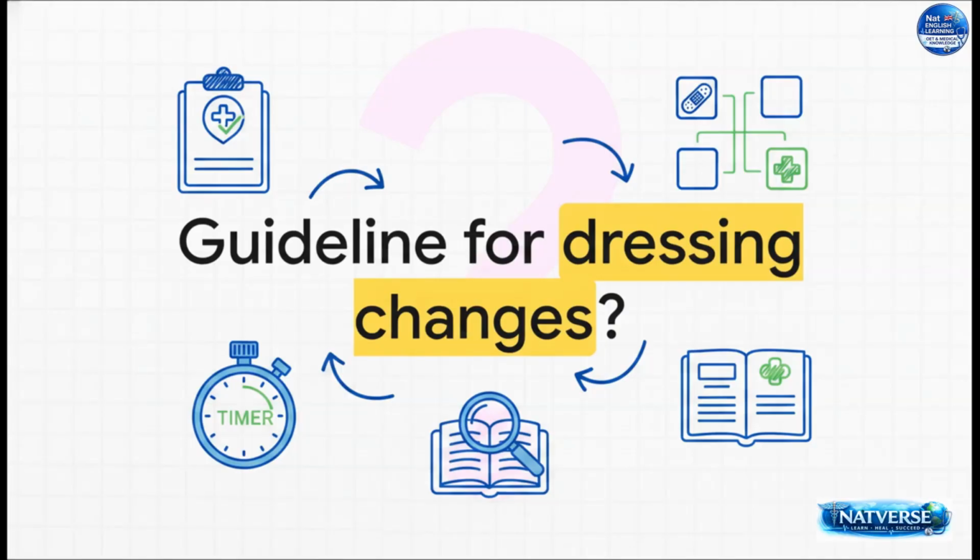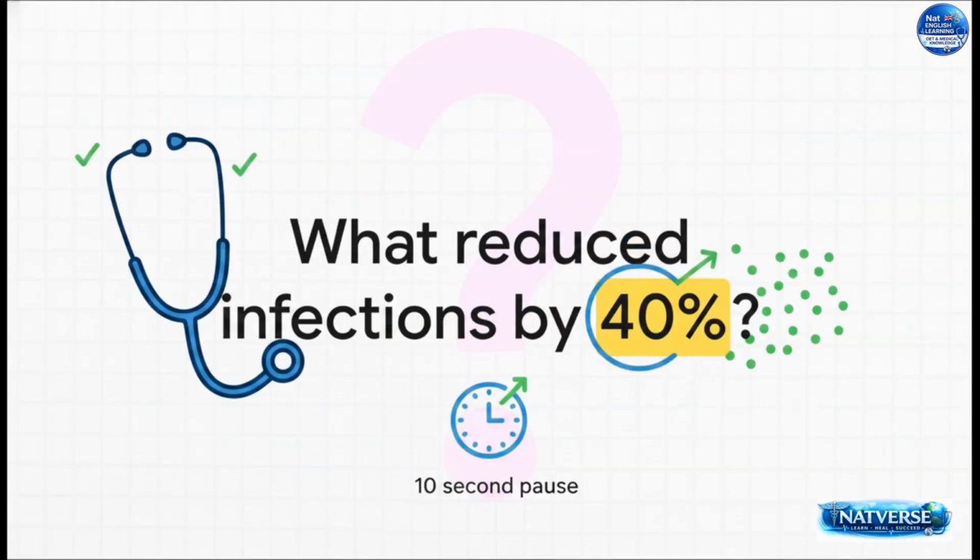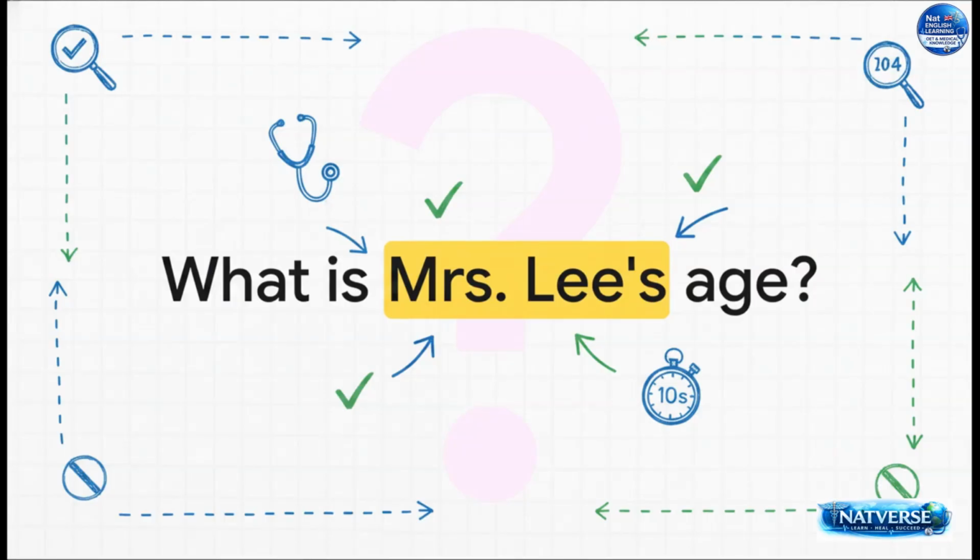Pause the explainer again, give yourself 10 seconds to circle your matching answer fast, and hit play when you've got it. Now for a short answer question requiring 1 to 3 words. What reduced infections by 40%? Pause the explainer, take 10 seconds to scan for that specific percentage, read around it, and grab your exact short answer.